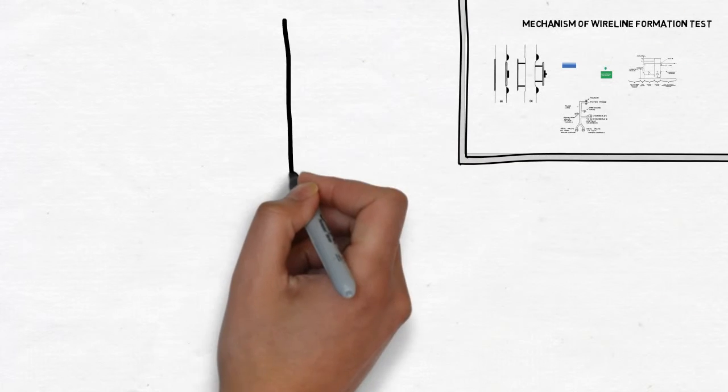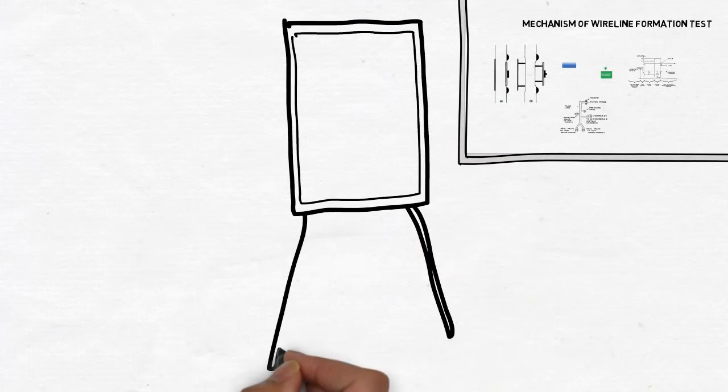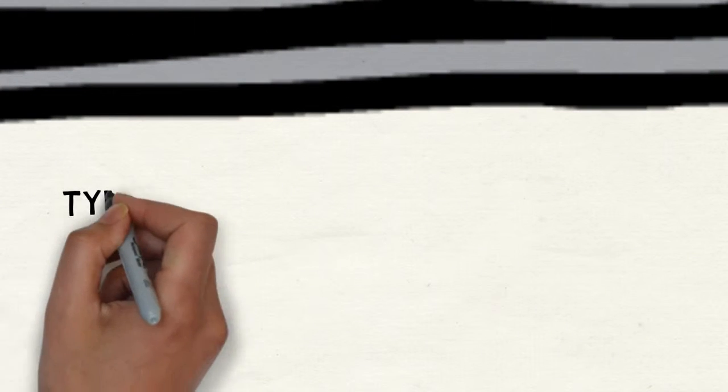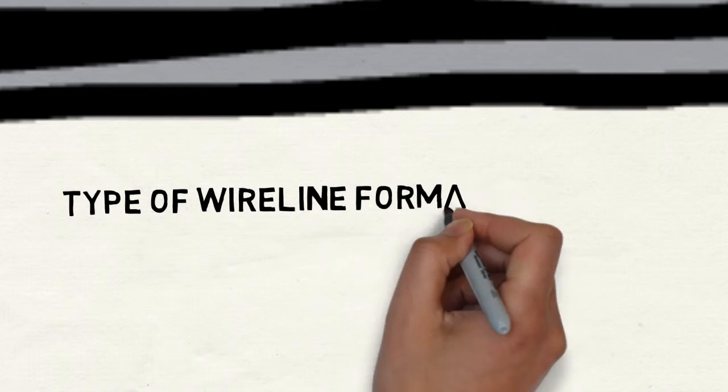Alright, we move on to the next part, which is the type of the wireline tester. Before that, we need to draw the beautiful whiteboard, sorry, highlight on the top. Okay. So types of wireline formation tester.